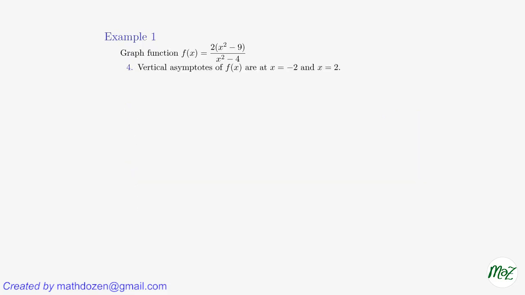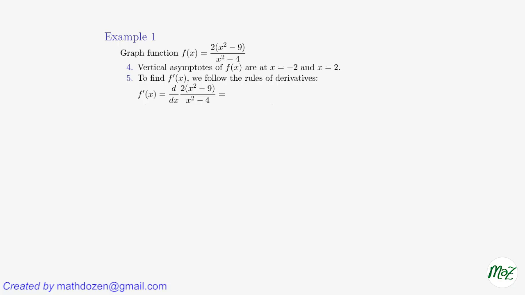For the fourth item, we look for any vertical asymptotes, and we see that if x is negative 2 or positive 2, the denominator is 0 and the numerator is not 0, and that makes those two x values vertical asymptotes.